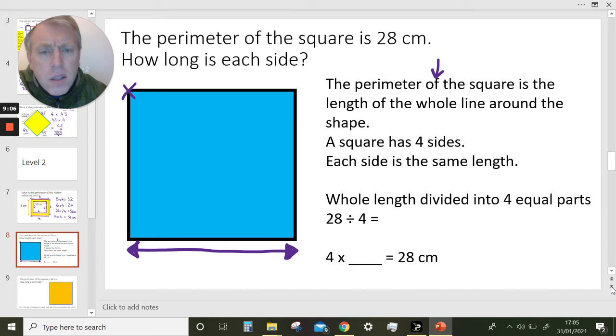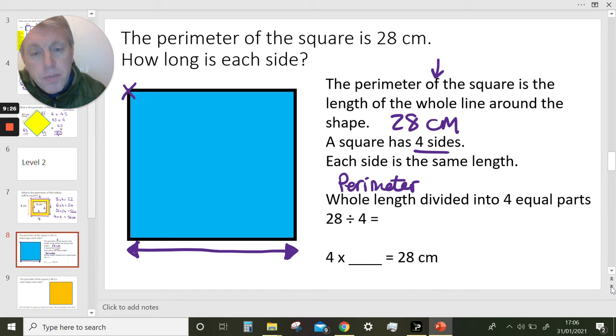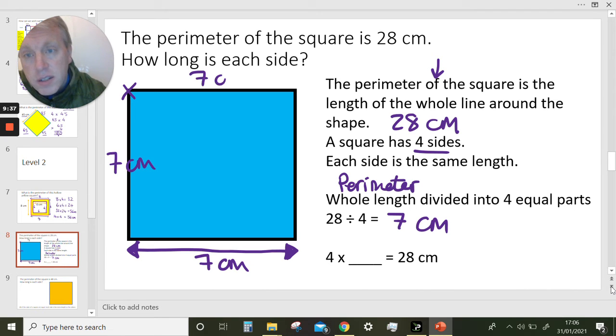Well, that whole length is 28 centimetres. The square has 4 sides. Each side is the same length. So we can divide that whole length, the perimeter, into 4 equal parts. 28 divided by 4 is 7 centimetres, and it means each side is 7 centimetres.